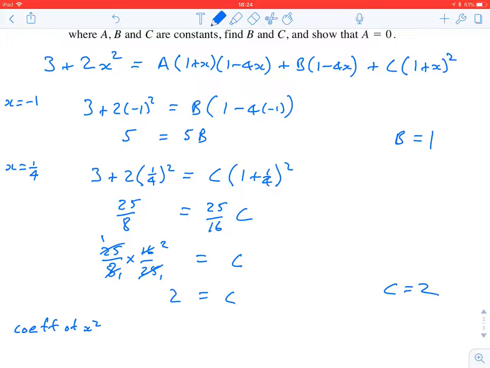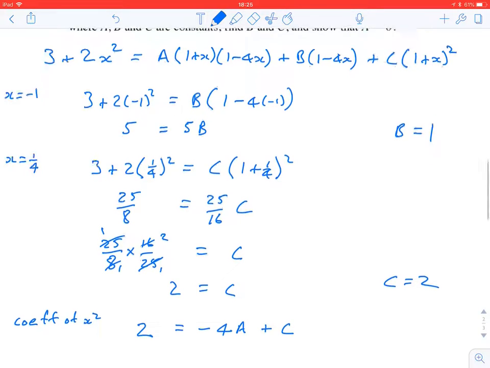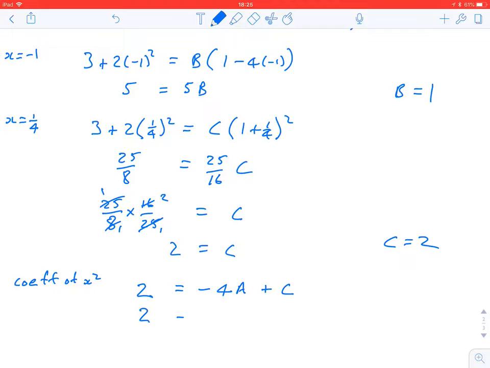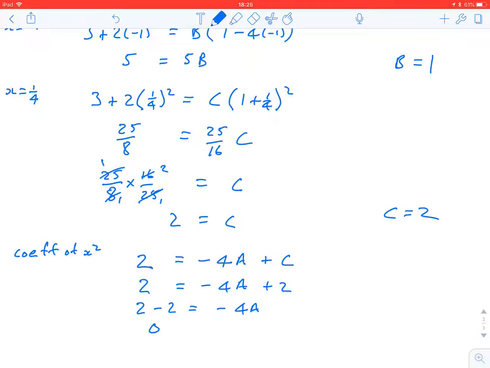So on the left-hand side, I've got 2 x squareds, and I've got −4a of them there, and I've got plus c of them on the right. But I know that c is 2, so 2 is equal to −4a + 2. So 2 − 2 is equal to −4a. 0 is −4a. And so a is 0 divided by −4, which is 0. So we've now shown that a equals 0.